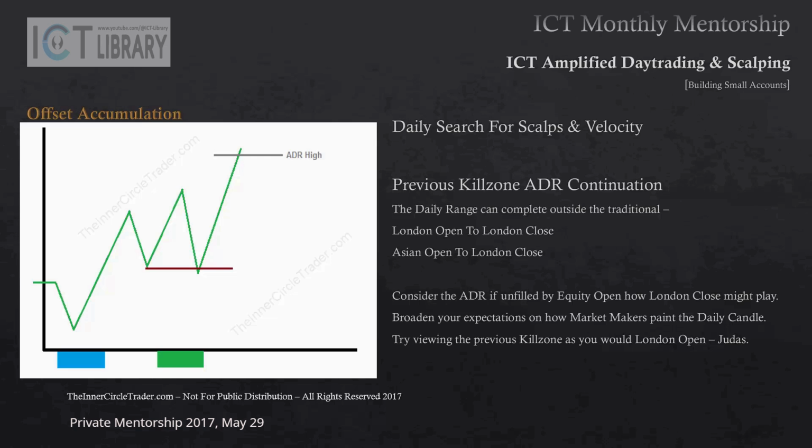That drop down could be the catalyst, the blue shaded area could represent the New York Open. And then it rallies up into the green shaded area, which would be, in this case, London Close. Remember, London Close does not always represent a reversal or the high of the day.